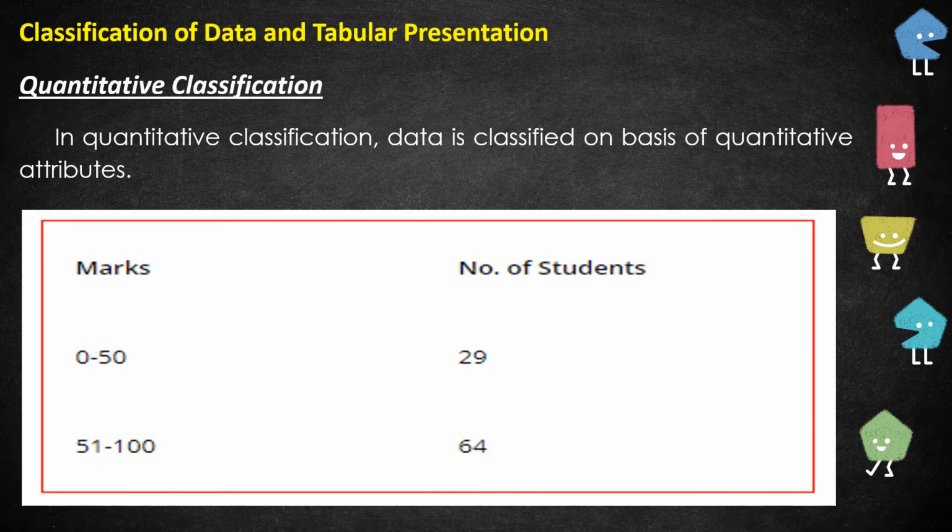Then the quantitative classification: data is classified on the basis of quantitative attributes like marks, 0 to 50. As what we have here, for example, 0 to 50 has 29 students. For 51 to 100, for example, we have 64 students.